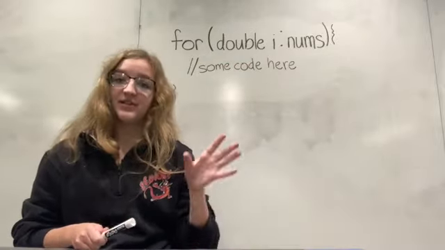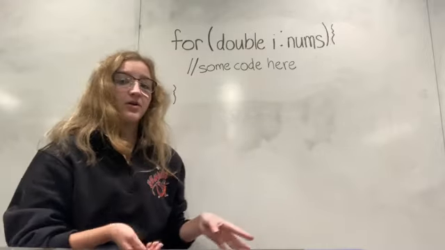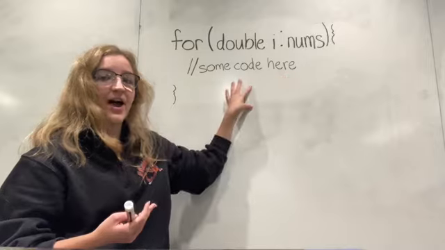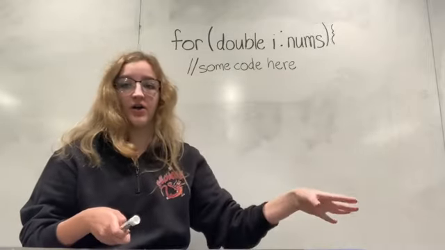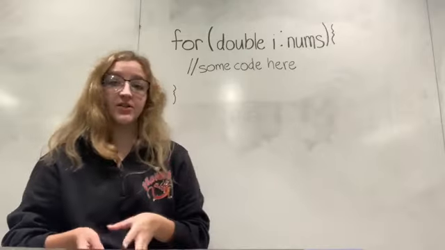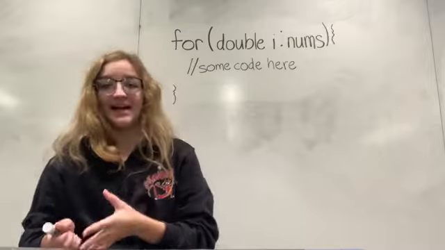The thing about this loop is you have to have an array, so if you don't know what an array is, don't use this loop. But also, it's only accessing the values that are in this array. It's not actually accessing where those values are. So if you want to change or keep track of where they are, then you need to use a plain for loop, so you can access the indexes.